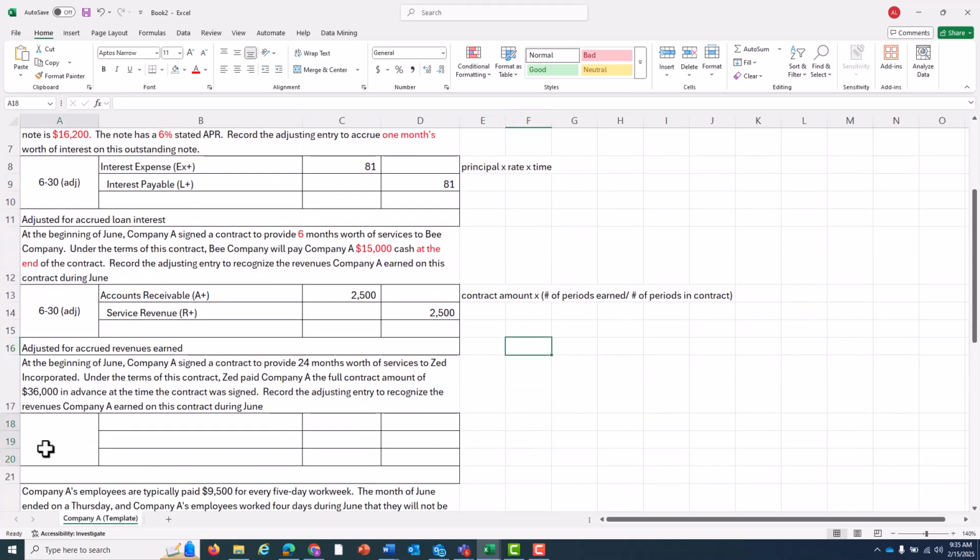In the next adjusting entry, put the date in, also happening on June 30th. We make an adjustment at the end of June, because we have another contract that we need to be recognizing revenues on. At the beginning of June, we signed a contract to provide 24 months worth of services to Z Incorporated, and under the terms of this contract, we got paid the full contract amount of $36,000 in advance.